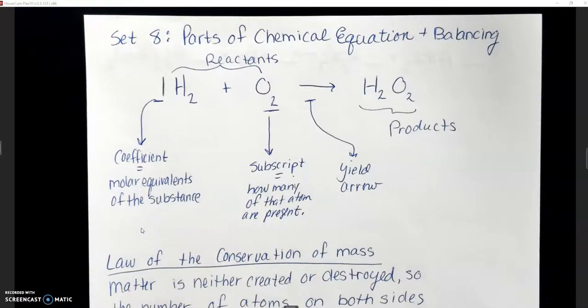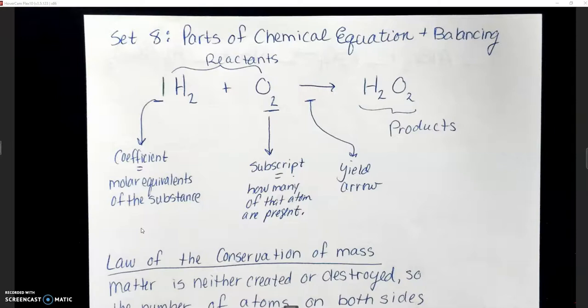Alright, AP Chemistry kids, let's go ahead and start talking about the different parts of a chemical equation and then how to balance out that chemical equation. Let's start with a basic setup that we have right here. We're having H2 plus O2 reacts to form H2O2.